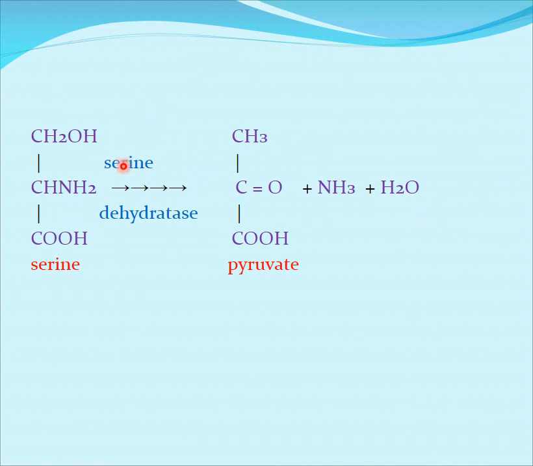The enzyme serine dehydratase converts serine directly into pyruvate without the need of transamination, with the direct production of ammonia, and it's called dehydratase, not dehydrogenase, so it does not require the presence of oxygen.